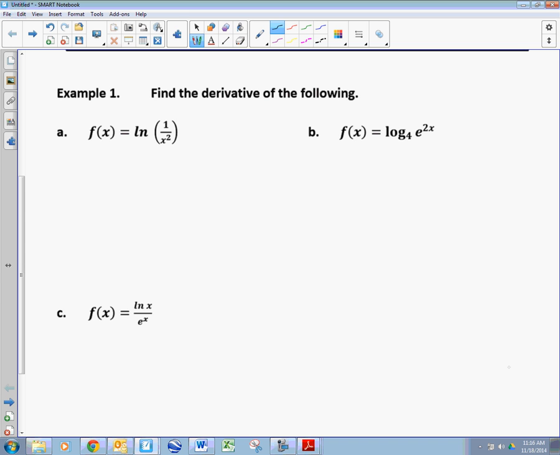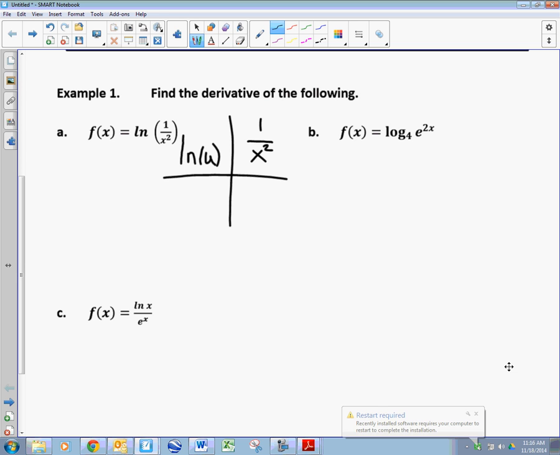All right. We want to find the derivative of natural log of 1 over x squared. This is natural log of u, with u equal to 1 over x squared. I need to find this derivative. The derivative of natural log of u is 1 over u, because the variable is u.